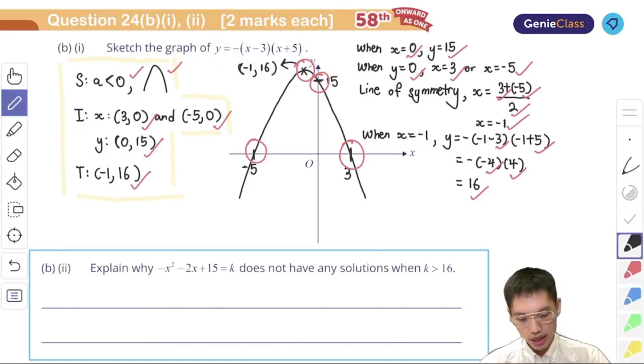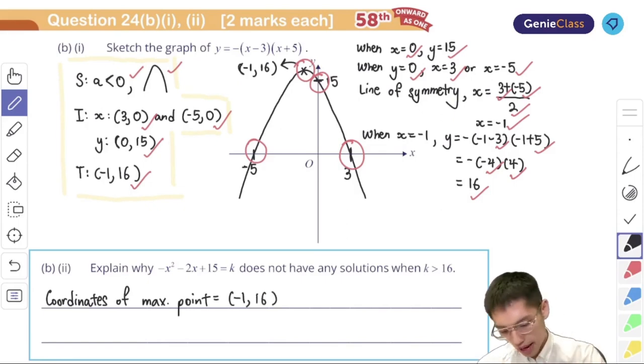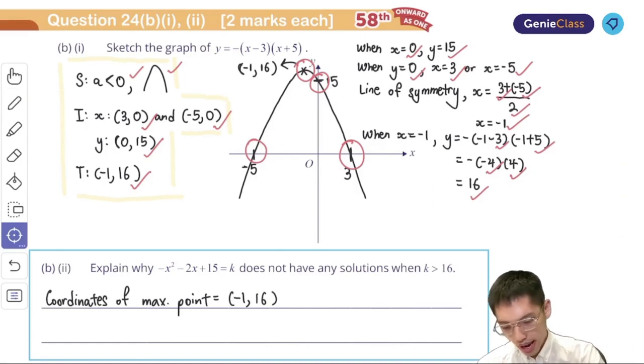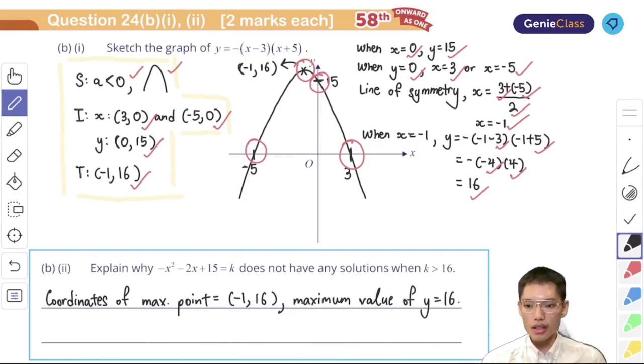So the 2 marks come into play to tell the person, firstly, the coordinates of the maximum point. It's going to be -1 and 16. More importantly, the value 16. And what does it tell you? For this quadratic equation, the maximum value that it reaches is equal to 16. What happens if it's more than 16?